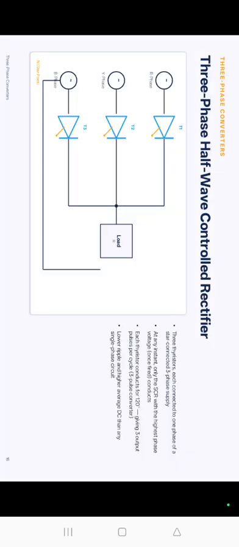Next one is the three-phase half-wave controlled rectifier. Three thyristors, each connected to one phase of a star-connected three-phase supply. At any instant, only the thyristor with the highest phase voltage conducts. Each thyristor conducts 120 degrees, giving three output pulses per cycle. That means a 3-pulse converter. Lower ripple voltage and higher average DC than any single-phase circuit.